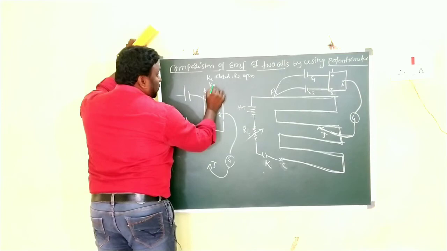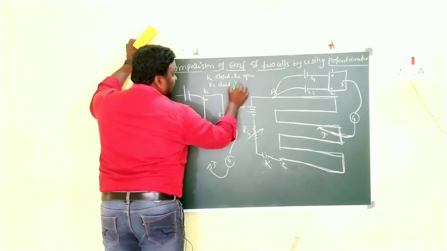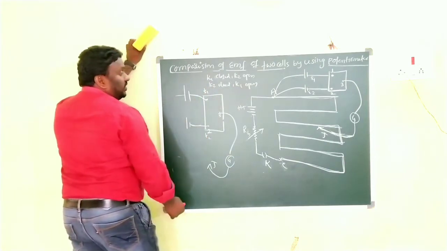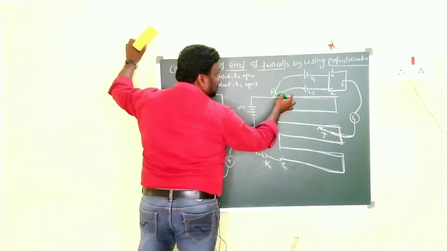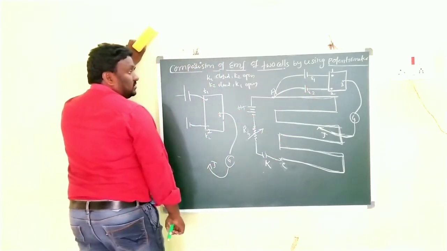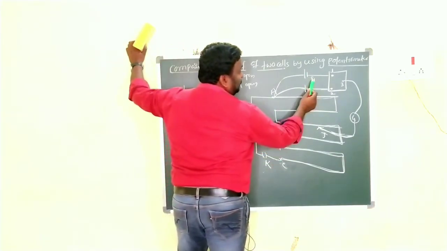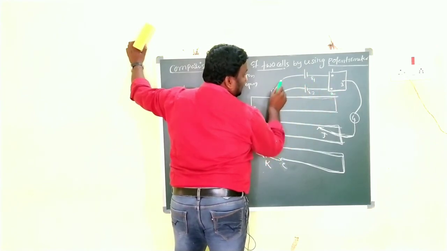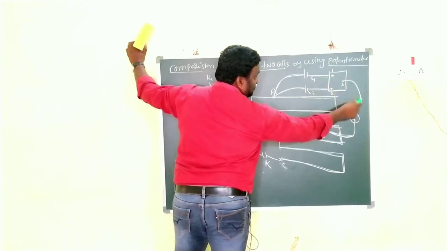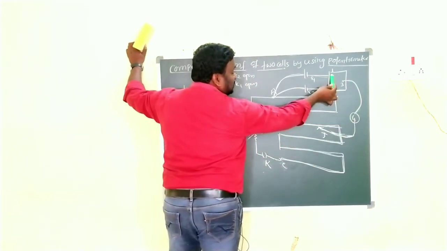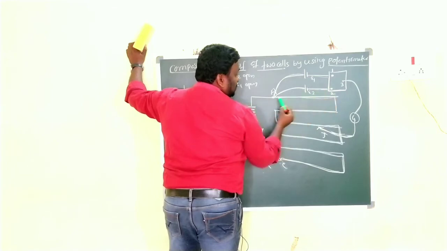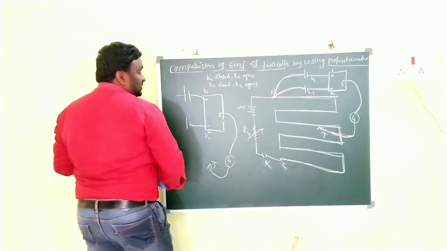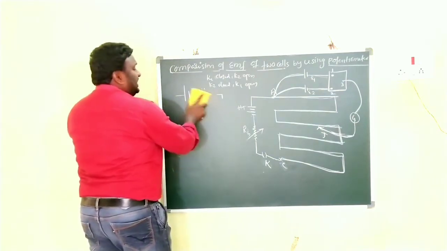Now K2 is closed and K1 is open. Then the current passes through cell 2. Clear? That's why the first time, K1 is closed and this one is open, and the current passes through this first cell. And if K1 is open and K2 is closed, now the current is moving like this, through the second cell. Clear? So if you get the clarity about this one, you can easily write the answer.